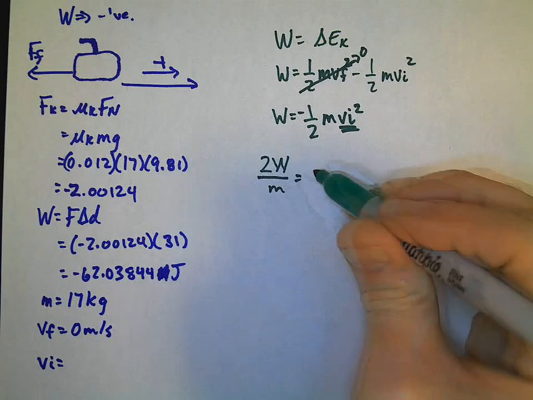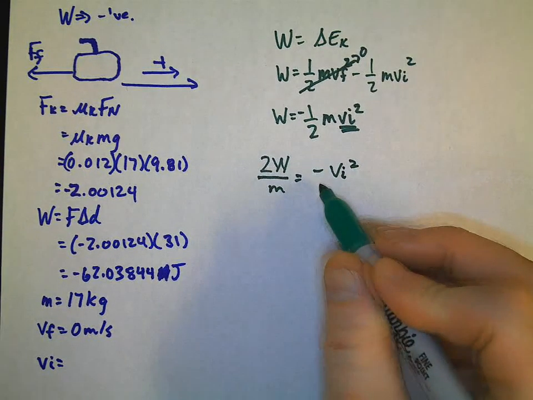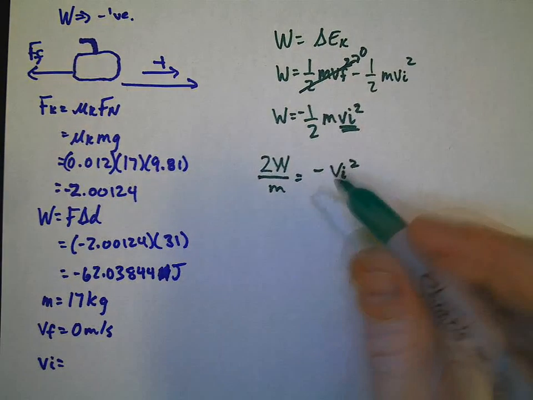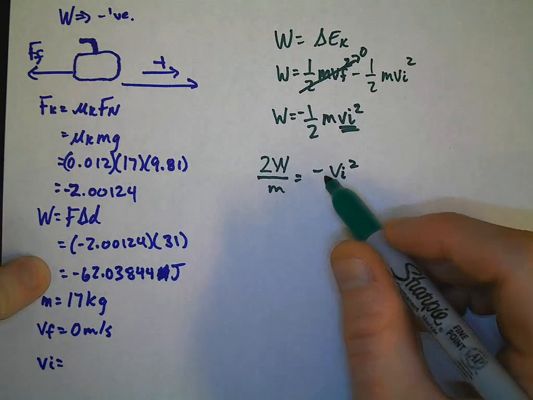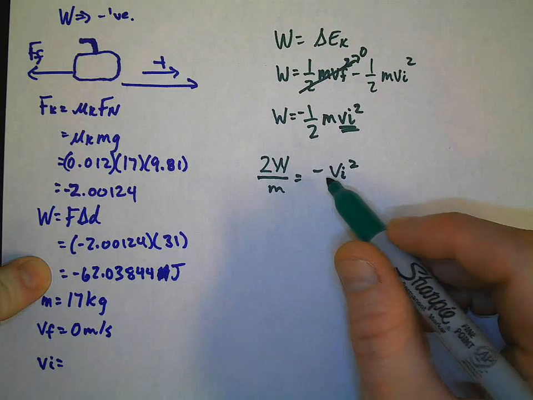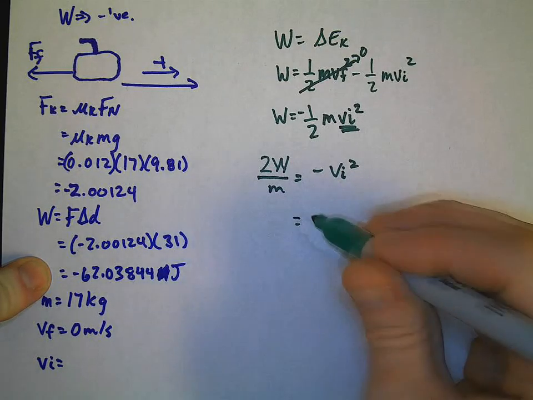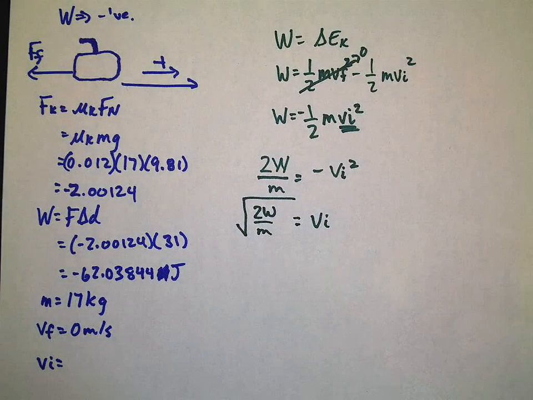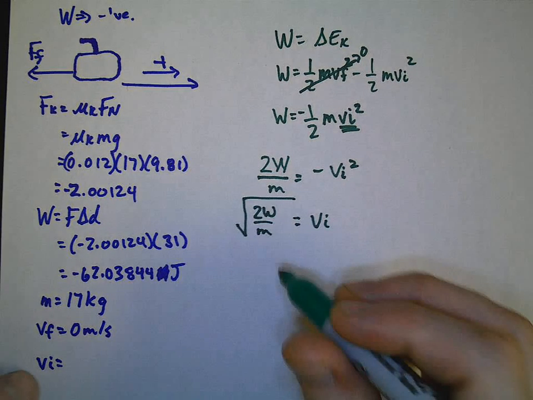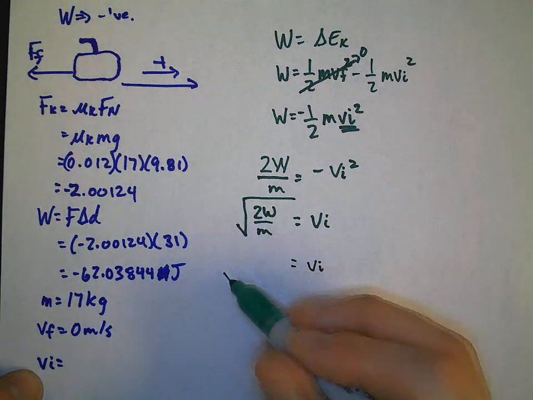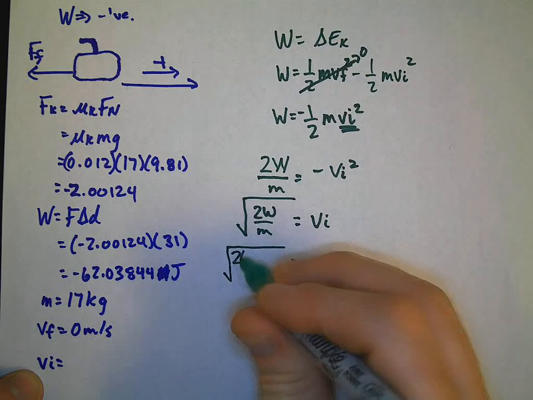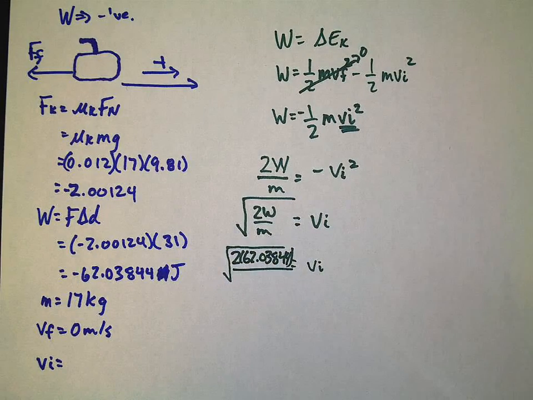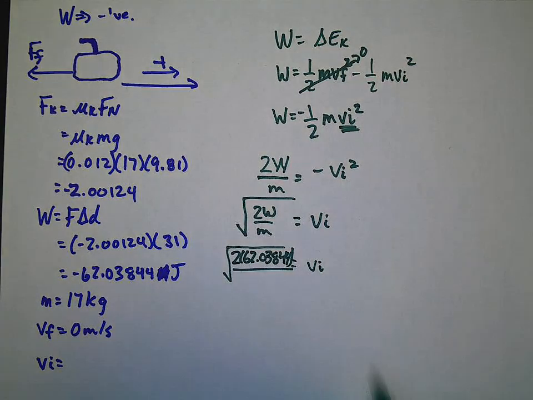is negative vi squared. How am I going to get rid of this negative? Because we cannot take the square root of a negative number. Well, notice that right now my vi squared is negative, and I have negative work as well. Two negatives will cancel each other out. So therefore, when I go to calculate vi, it'll be the square root of 2w over m. So 2 multiplied by 62.03844 all over my mass of 17.